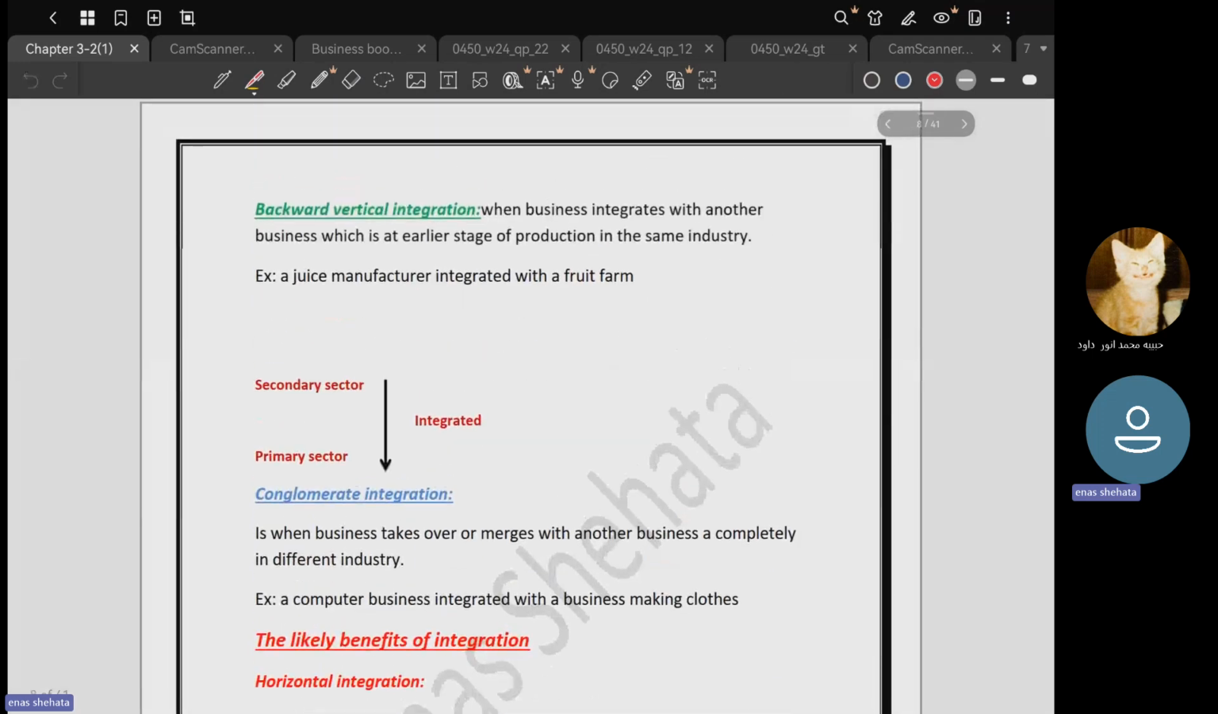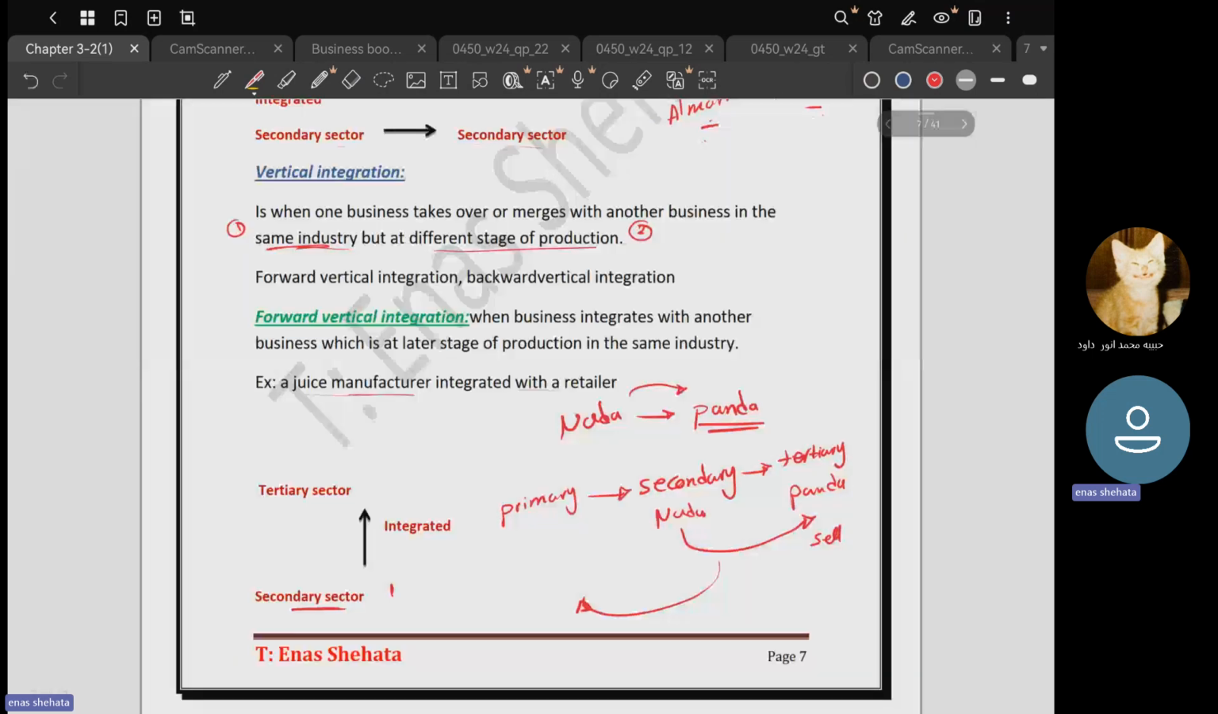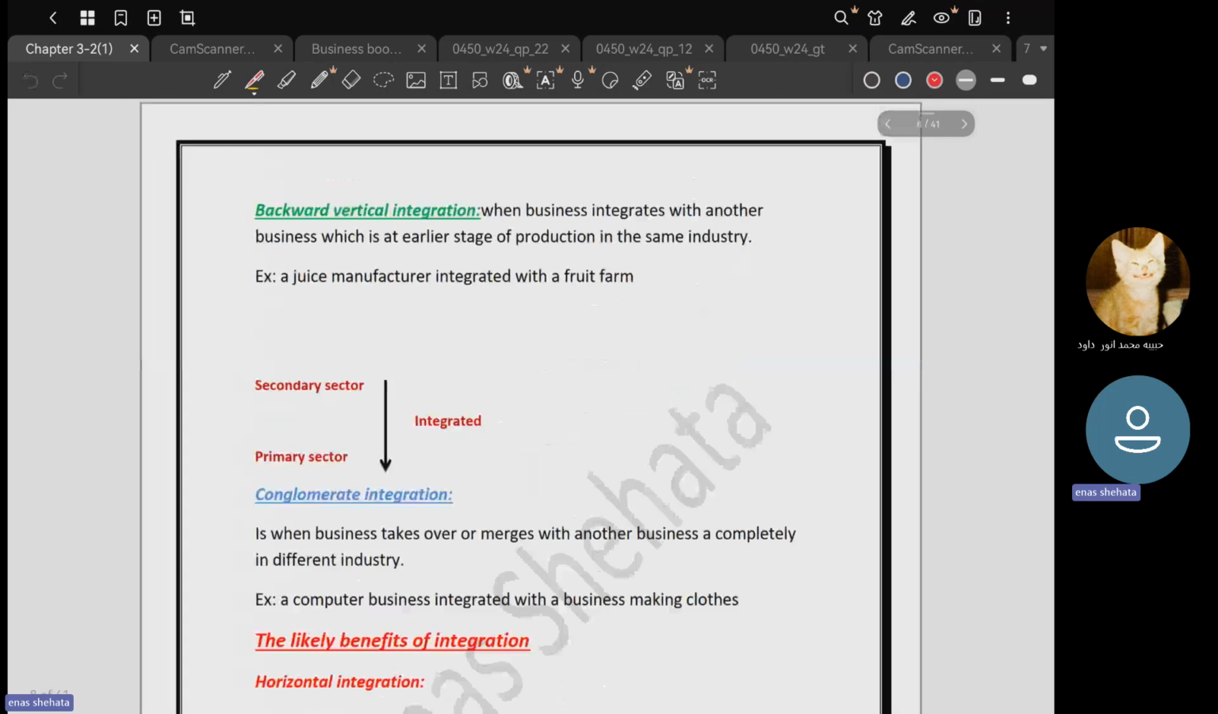What about backward? Backward is the opposite. Nada will take over a business earlier than them. Earlier, like what? Like a fruit farm, for example. I'm manufacturing juice, so I need fruits. Who is providing me with this fruit? A fruit farm. In which stage is the fruit farm? In the primary stage. So we can say backward integration is when a business integrates with another business which is at an earlier stage of production in the same industry, like a juice manufacturer integrated with a fruit farm.